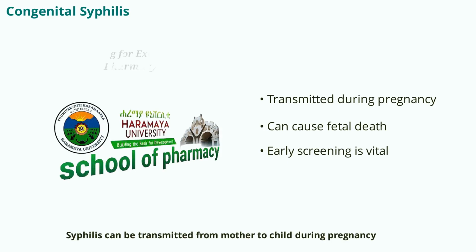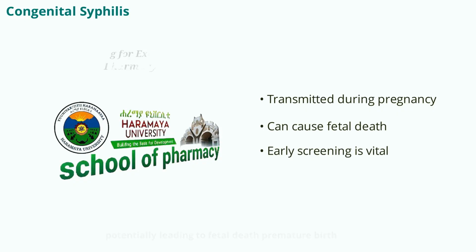Syphilis can be transmitted from mother to child during pregnancy, a condition known as congenital syphilis. Treponema pallidum can cross the placenta at any stage of pregnancy, potentially leading to fetal death, premature birth, or serious congenital infections. Early screening and treatment of pregnant women are essential to prevent these outcomes and protect newborn health.